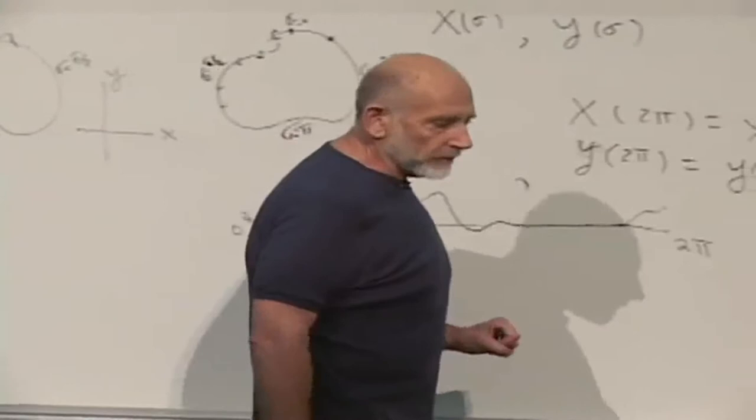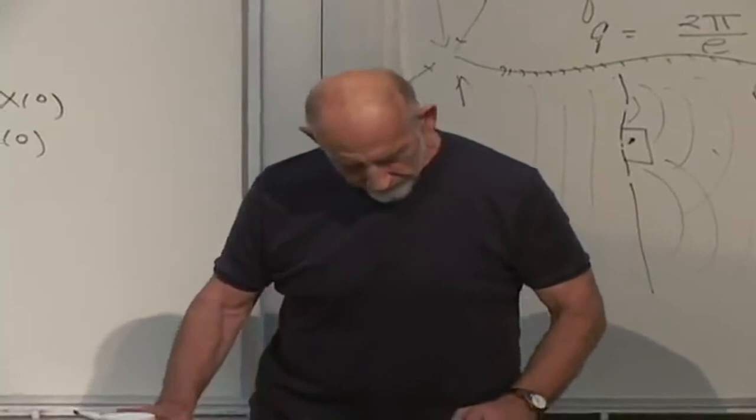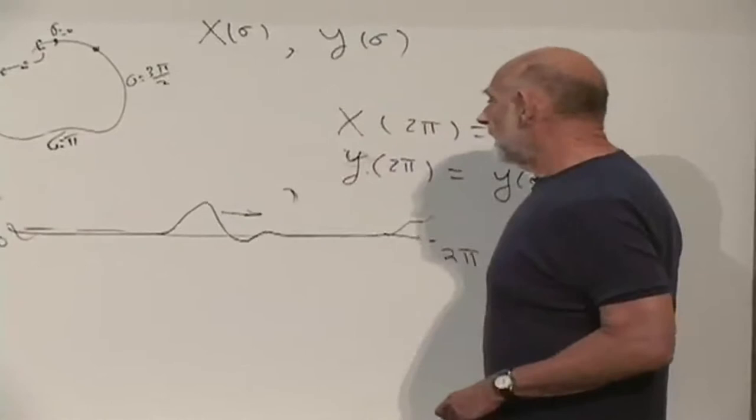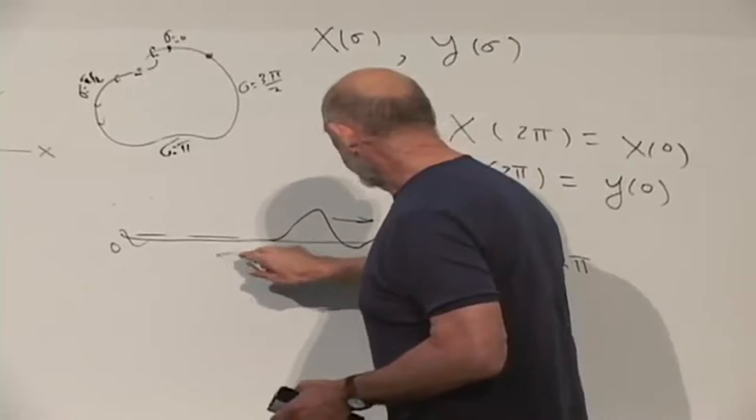That would be the picture of a right-moving wave. So that's a wave moving to the right. And then there are waves that can move to the left. Left-moving waves and right-moving waves. And both of them can exist on the string.